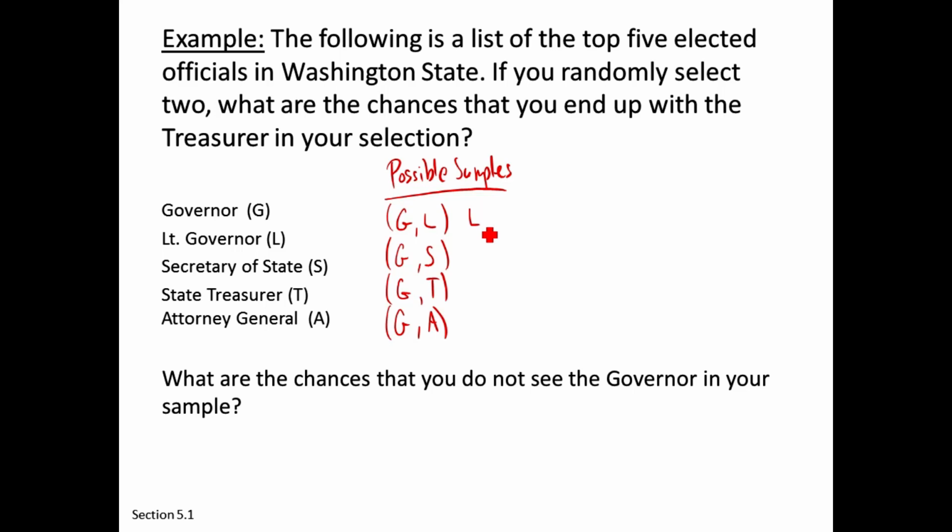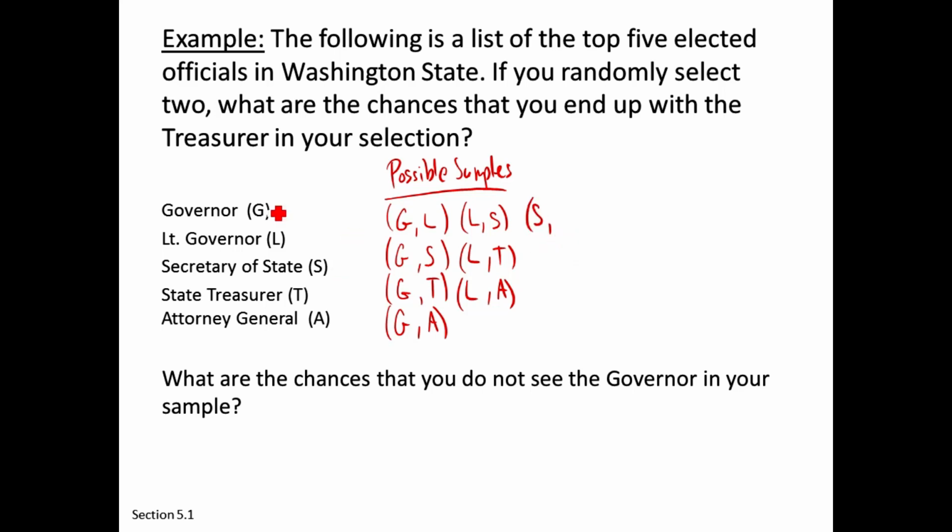Then you start looking at, okay, how could we pair up the lieutenant governor? Well, the lieutenant governor could be paired up with the governor, but we already took that into account, right? So the lieutenant governor could be with the secretary. That's a unique sample. The lieutenant could be with the treasurer, and the lieutenant governor could be with the attorney general, right?